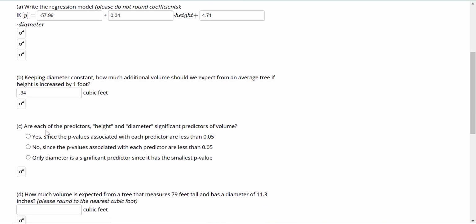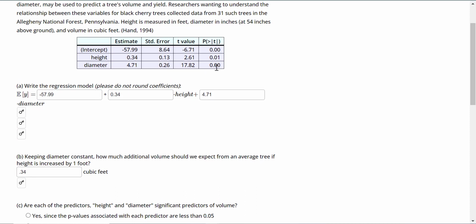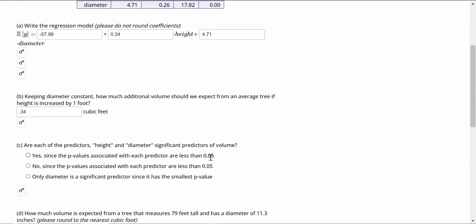Now it says, are each of these significant, the predictors that we have? So that relates to the p-value. If we are using 5% significance level, all of these three, which is the intercept and 2 predictors, are less than 5%, so they are significant. Therefore, at 5%, yes, since the p-value associated with each predictor is less than 5%.